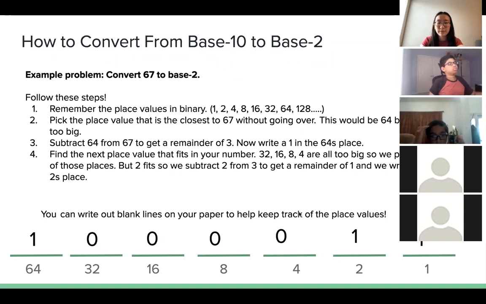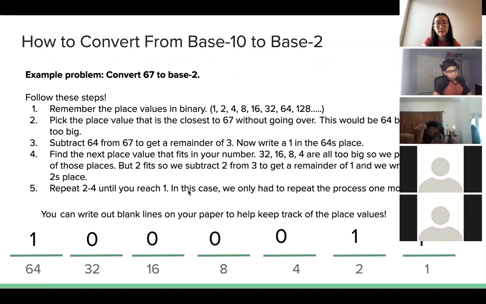So we subtract 2 from 3, and we get a remainder of 1, and then we write a 1 in the 2's place. So then we just repeat those steps until we reach 1. So we only have to do that one more time, and then we put a 1 in the 1's place. Okay. Does anyone have questions about this process?